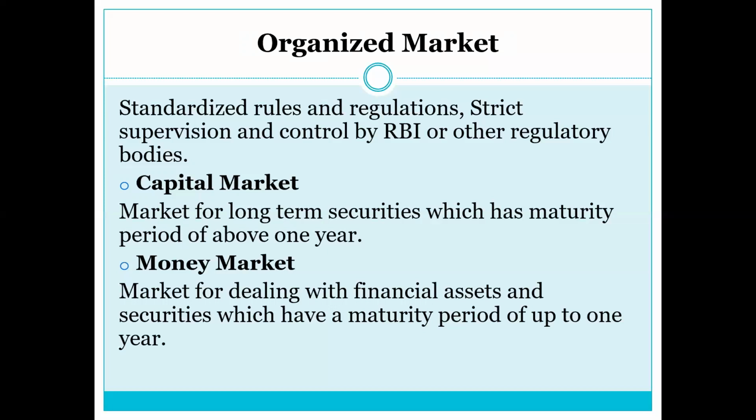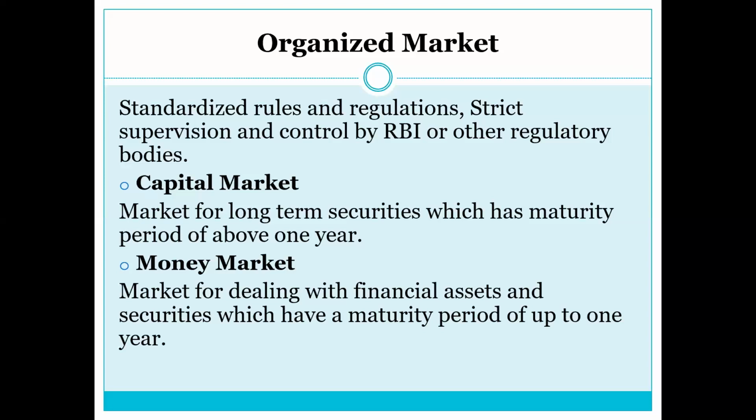The organized market is again classified into two, the capital market and the money market. So what is the capital market? Capital market is a market for long-term securities. Those securities which have a maturity period of more than 1 year are dealt with in the capital market. If you are interested in purchasing a security and you plan to sell it only after a period of 1 year, maybe after 3 years or 5 years or 10 years or 15 years, then that security is described as coming under the capital market, because you're holding that security for a long period of time. It is a market for long-term securities, those securities with a maturity period of above 1 year.